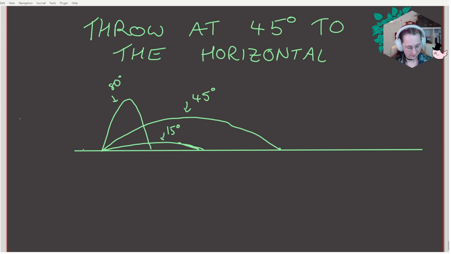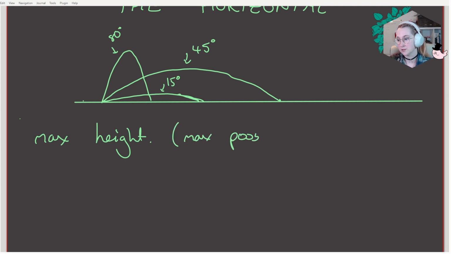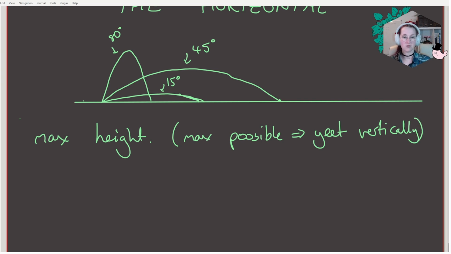So, let's talk max height. Obviously, if we wanted to maximize the height we reach, we just throw upwards. We don't lose any energy going horizontal, we just yeet up. Max possible. Yeet vertically. Okay, there's no horizontal.